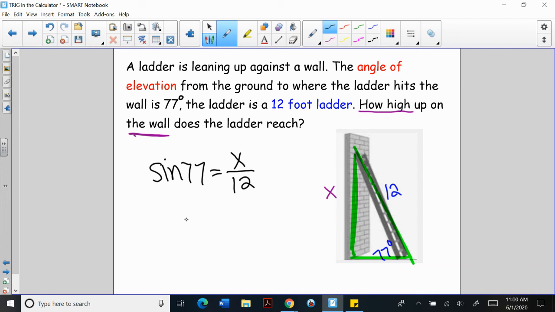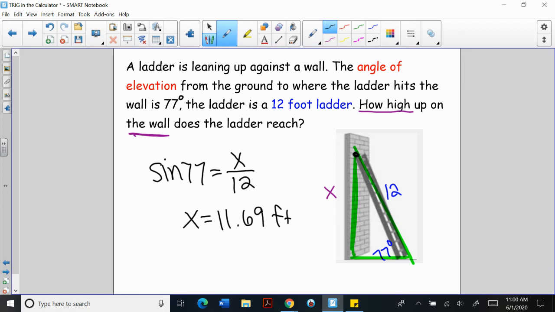Okay, good. And as expected, it's a little bit smaller than 12. Our ladder is going to reach up to 11.69 feet up the side of that wall. Now, if I'm really tall, I can probably reach higher than the wall, but right there where that ladder hits, that's only going to be 11.69 feet off the ground.